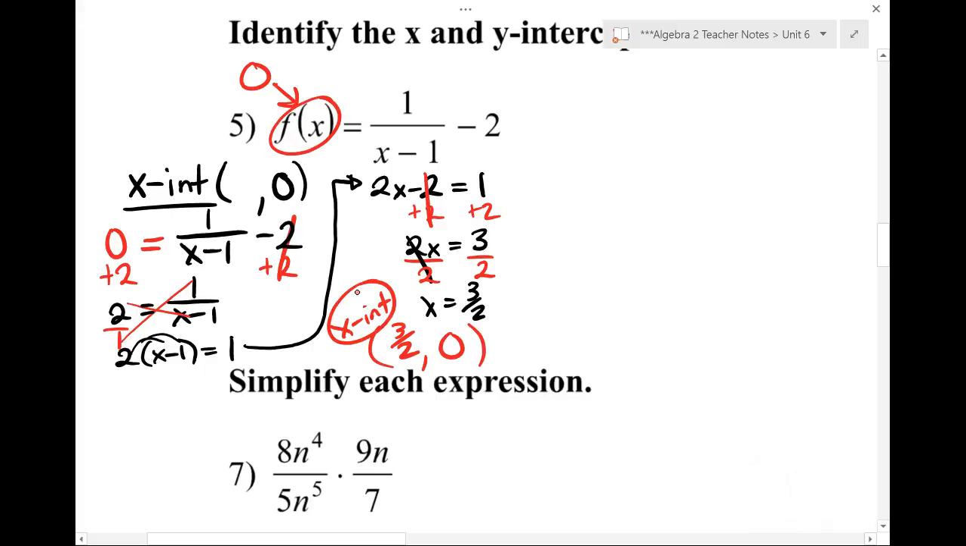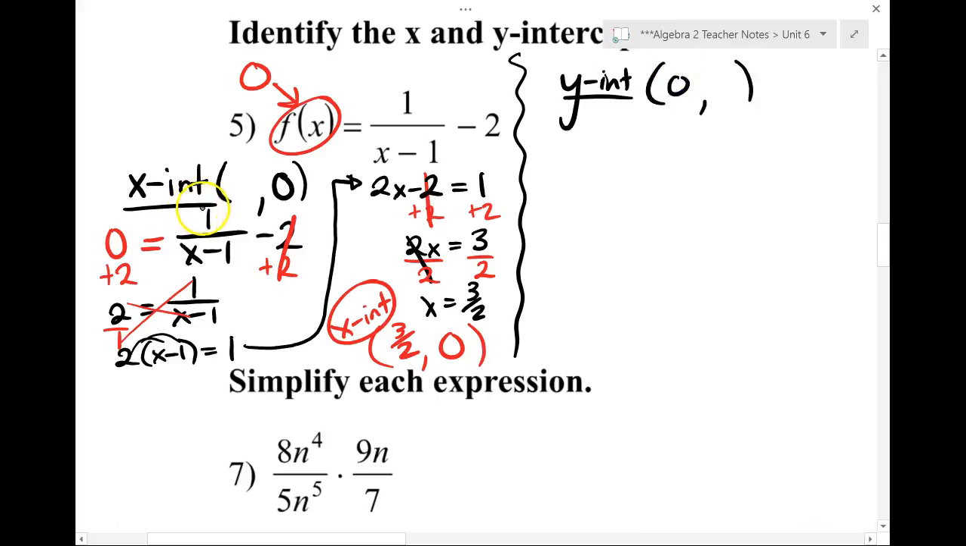Okay? Now the second thing you had to find was the y-intercept. Well, the nice thing about the y-intercept is that when it crosses the y-axis, I know what the value of x is. It's always 0. Just like over here, the x-intercept, the y value is 0. Over here, the y-intercept, the x value is always 0.